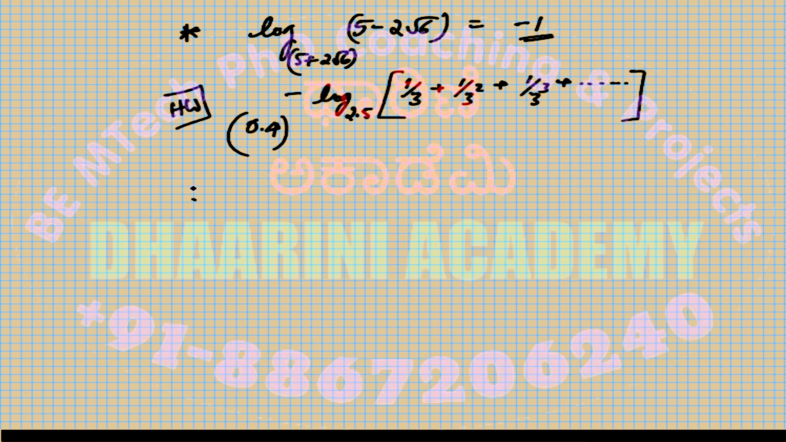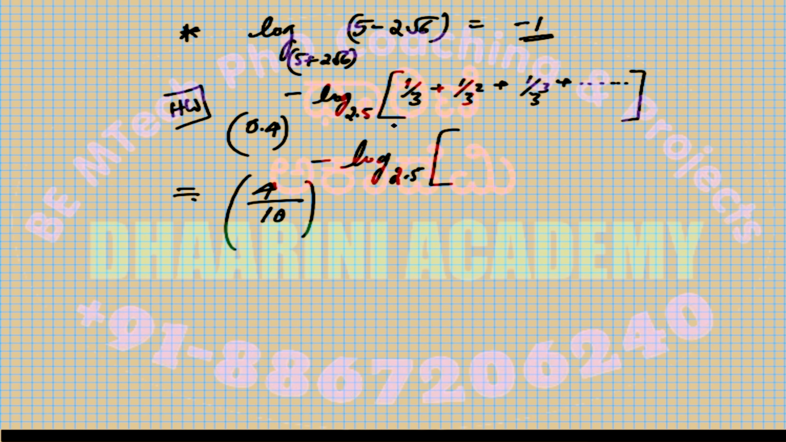So this is equal to, I want to have the numbers over there. So let's make it 4 divided by 10. Right? So 0.4 is 4 by 10. And okay, there is a minus log to the base 2.5. Okay, so we can see that, right?